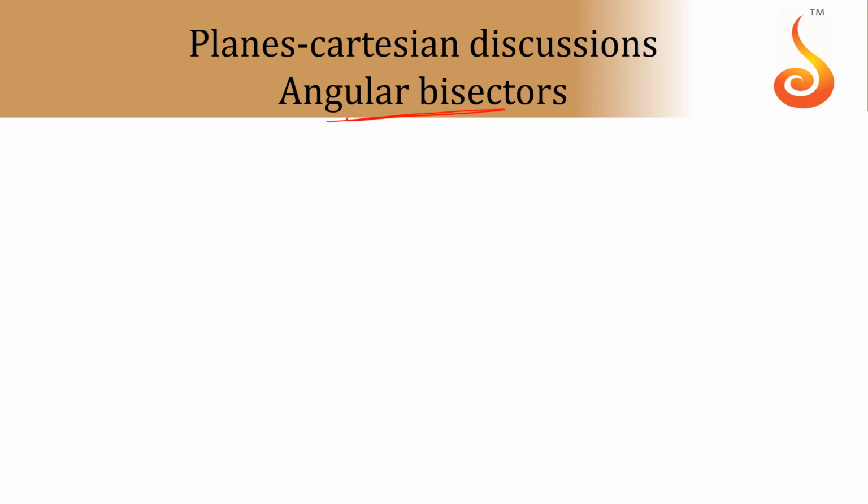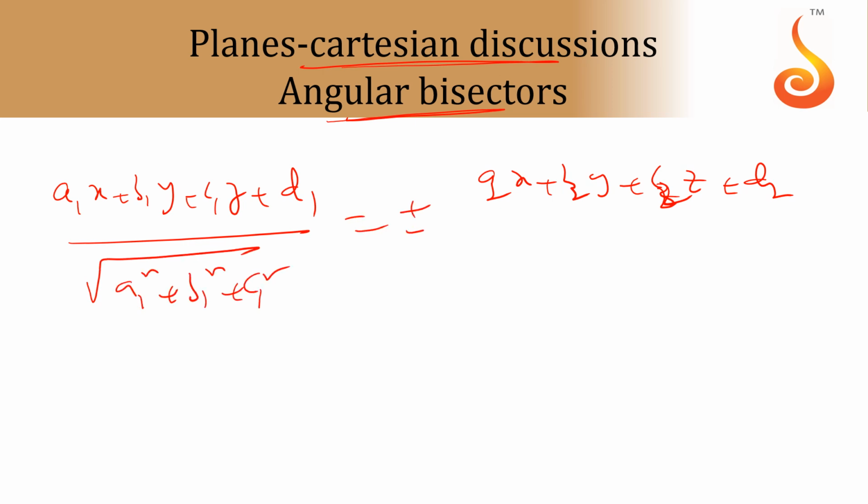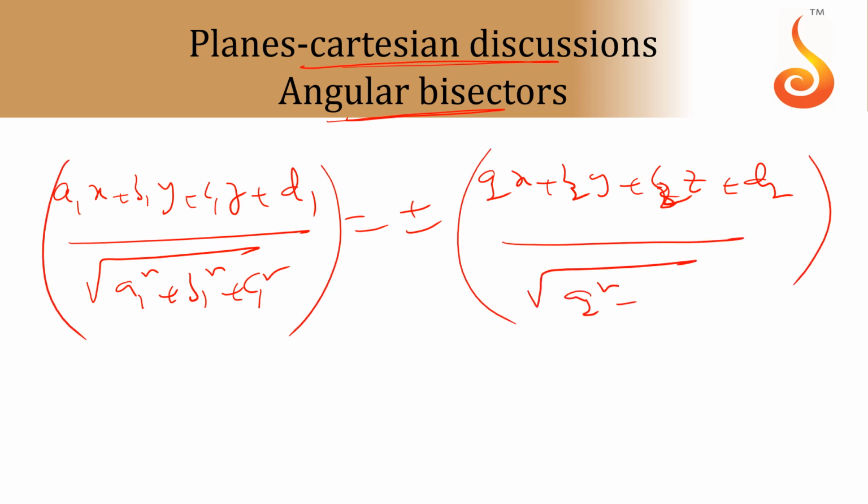Okay, angular bisectors, just like in straight lines in 2D, here also: a1x plus b1y plus c1z plus d1 equal to 0 is one plane, and a2x plus b2y plus c2z plus d2 equal to 0 is another plane. Then (a1x plus b1y plus c1z plus d1) by under root of a1 square plus b1 square plus c1 square equals plus or minus (a2x plus b2y plus c2z plus d2) by under root of a2 square plus b2 square plus c2 square. This will give you angular bisectors. The plus equation will give you one angular bisector, and the minus equation will give you the other.